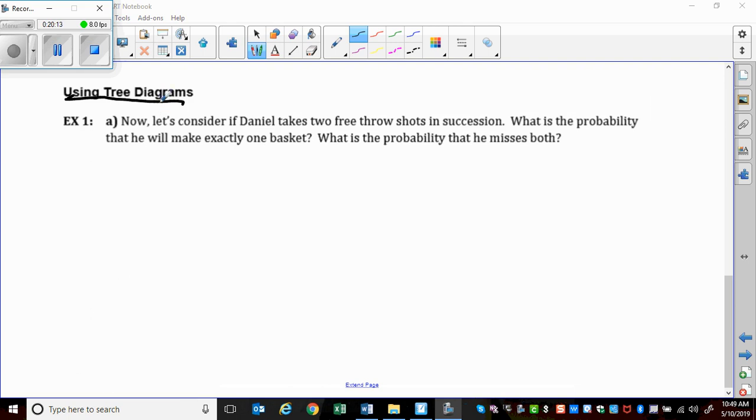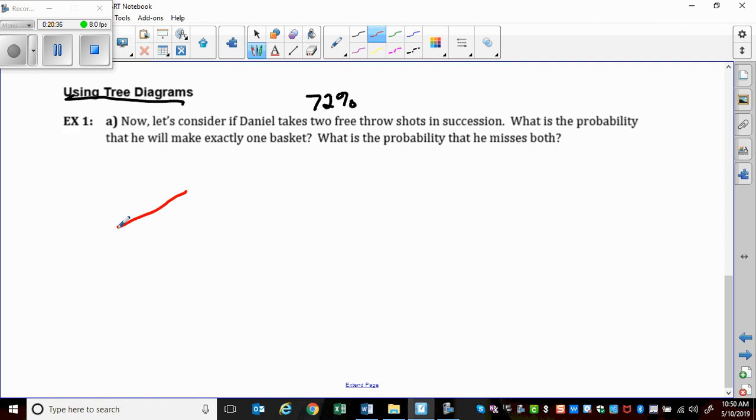The question, part of the question got cut off. It says Daniel has a free throw percentage of 72%, and Madison has a free throw percentage of 80%. So I guess Madison might come up later. It says, what is the probability that he misses both? So we're going to make a tree diagram.